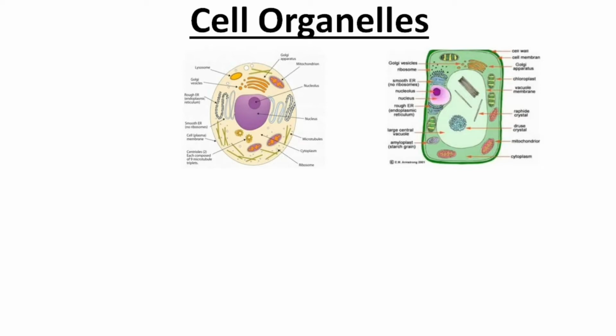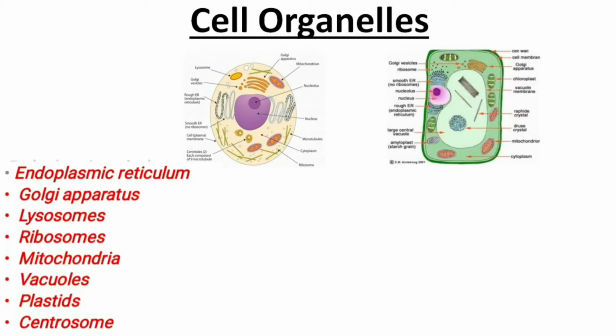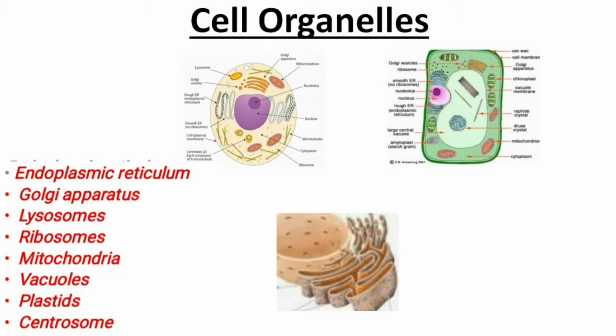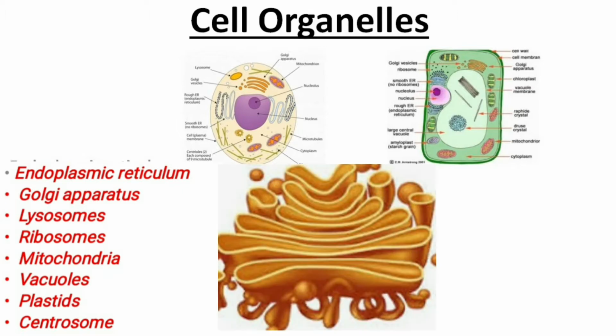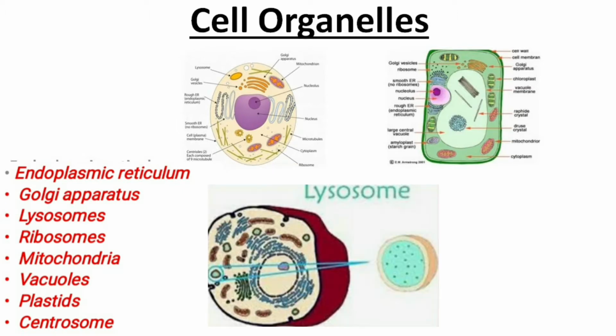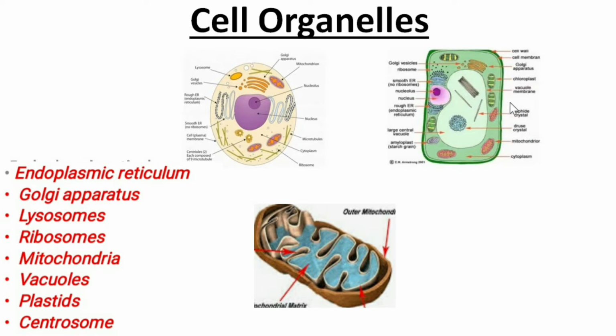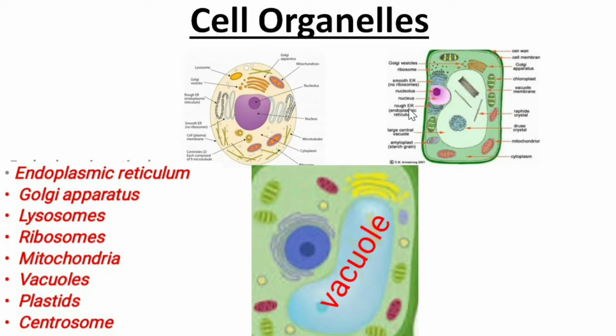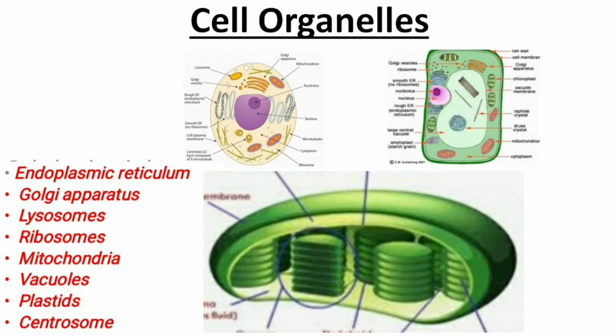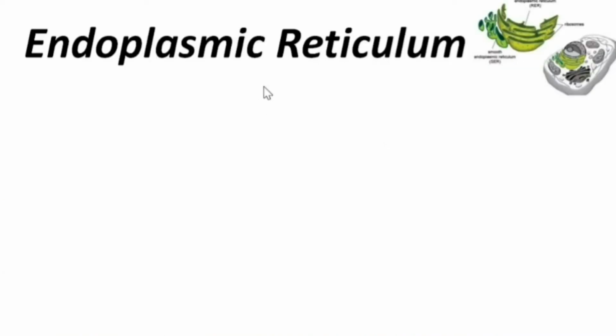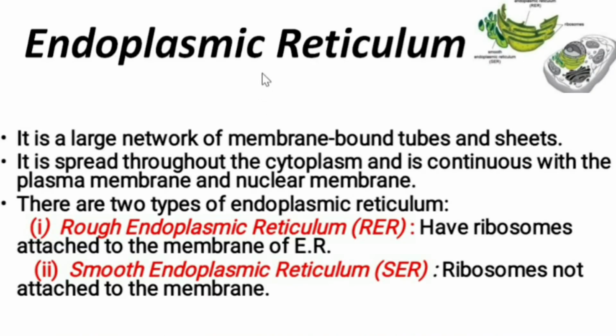Some important cell organelles are endoplasmic reticulum, Golgi apparatus, lysosomes, ribosomes, mitochondria, vacuoles and plastids. First, the endoplasmic reticulum. It is a large network of membrane-bound tubes and sheets.